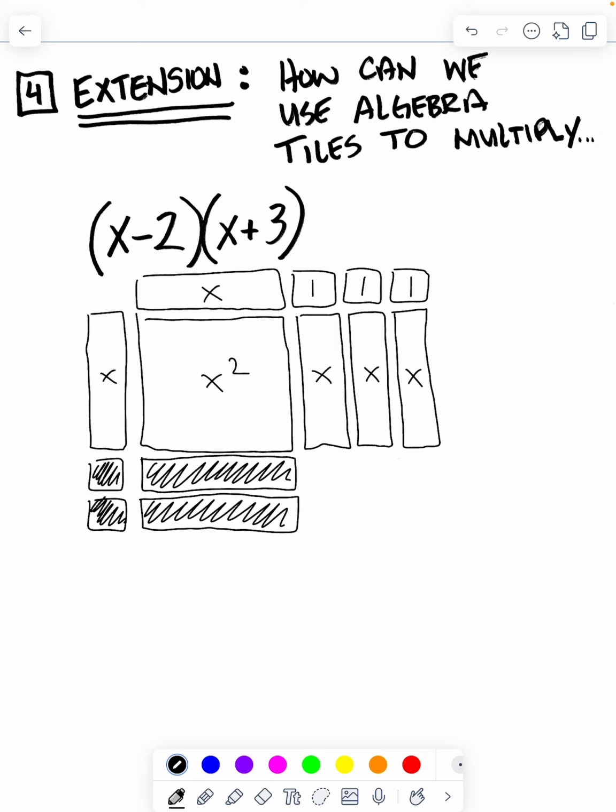Now over here we have 6. So we have room for 6. So we have 6 ones. But remember, since these are all positive and these are both negative, a positive times a negative gives us a negative. So all these will turn out to be negative. So we have 6 negative ones.